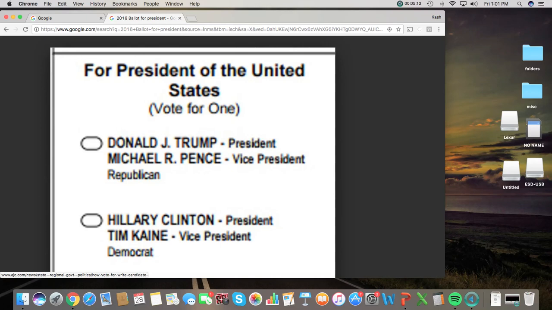So the real question becomes, who gets to make it to the college? The electors that promise to vote for Trump, or the electors who promise to vote for Hillary? And again, these are separate in every state.